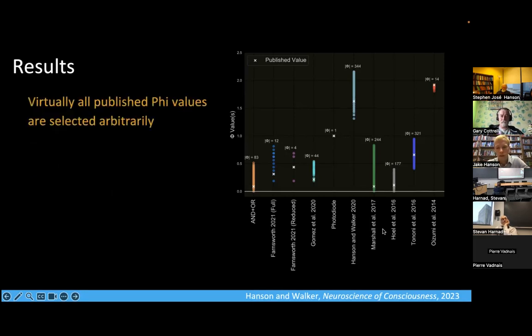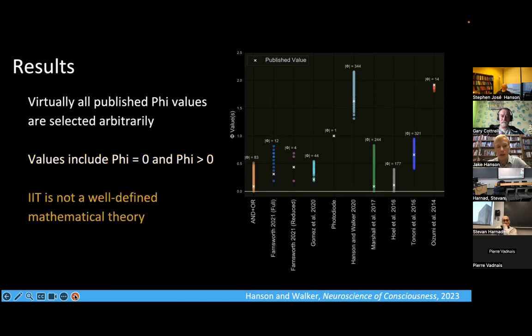So the result of this first paper, which I put the citation in the bottom, is that virtually all published phi values are selected arbitrarily. What I mean by virtually all is that we couldn't study systems that were bigger. And then like I said before, you get these systems that have phi equals 0 and phi greater than 0, which really means that IIT is just not a well-defined mathematical theory. It's not predicting conscious or not, it's predicting a whole spectrum of values that sometimes are conscious, sometimes not.